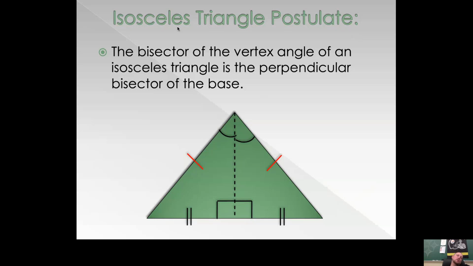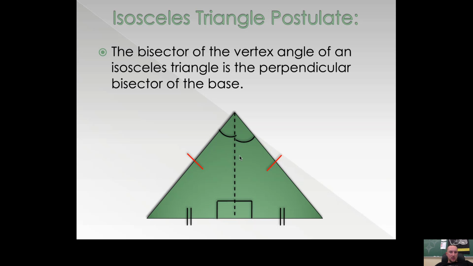This will be part 2 on our section 4.8. We're going to look at an isosceles triangle postulate. It tells you that the bisector of the vertex angle of an isosceles triangle is the perpendicular bisector of the base. So this is an isosceles triangle.